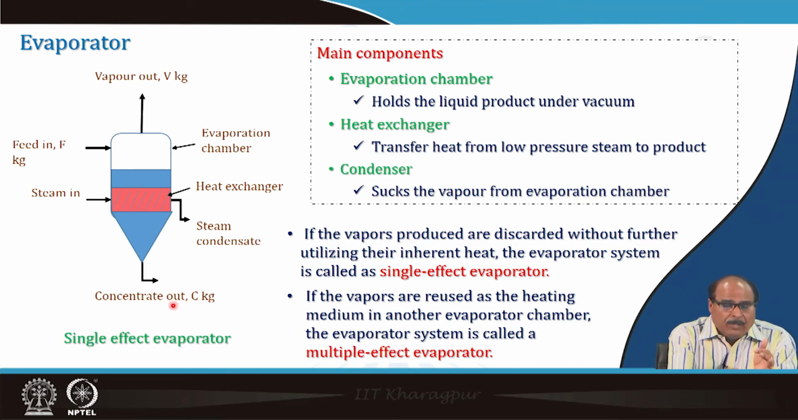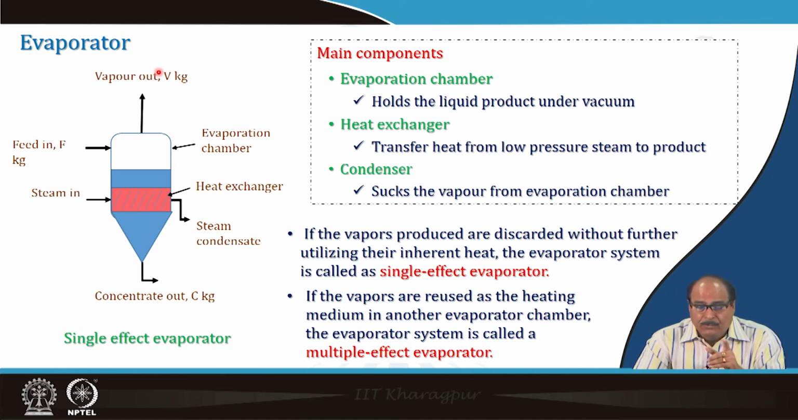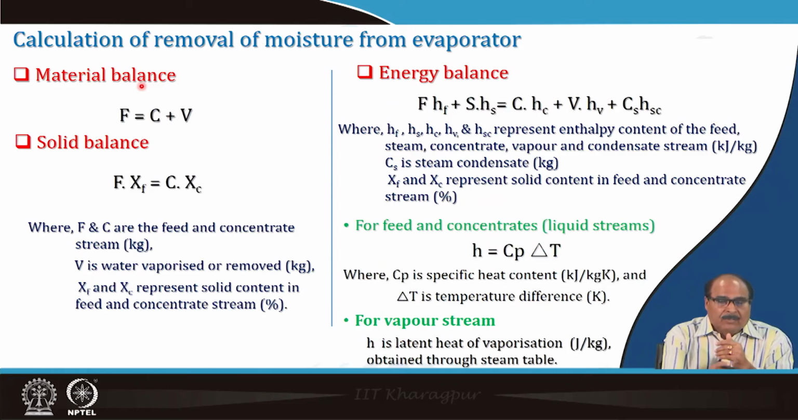Now, the vapor which is going out from the product, if it is discarded without further utilizing its inherent heat, then the system is called a single effect evaporator. If the vapors which are coming out are collected and sent to another evaporator unit, then that evaporator is called a multiple effect evaporator. So, the calculation of the removal of moisture from the evaporator, as I told you, you can do here like you have done in the case of drying.